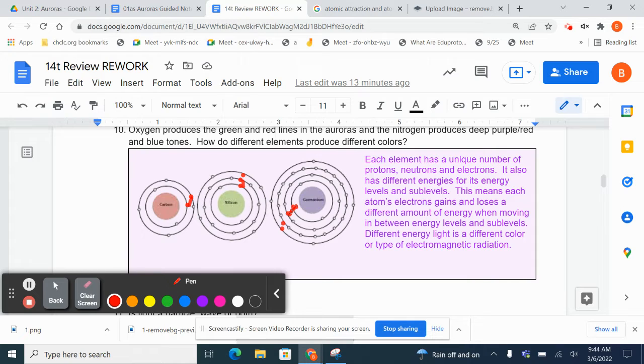Okay, so let me go back to reading. This means the atom's electron gains and loses different amounts of energy when moving between energy levels and sublevels. And of course, the sublevels aren't in this diagram. They're those S, P, D, F sections on the periodic table. So different energy light is a different color or a different type of electromagnetic radiation.